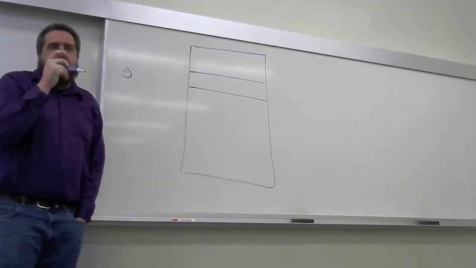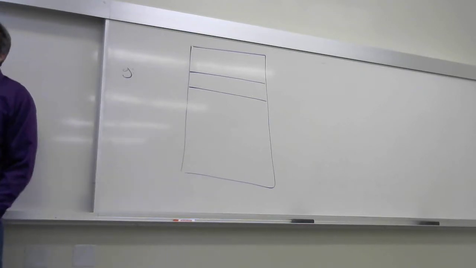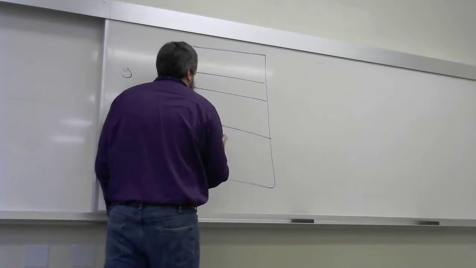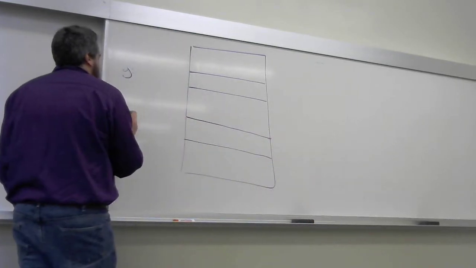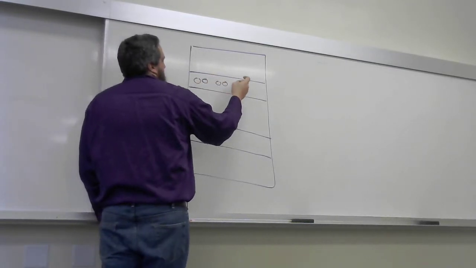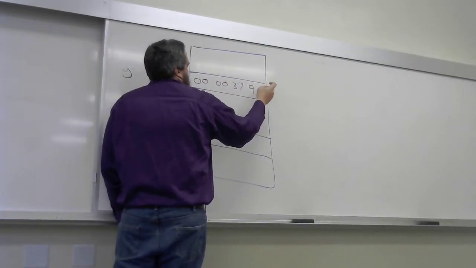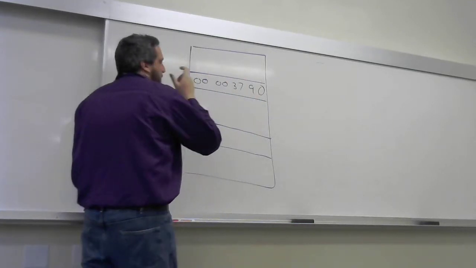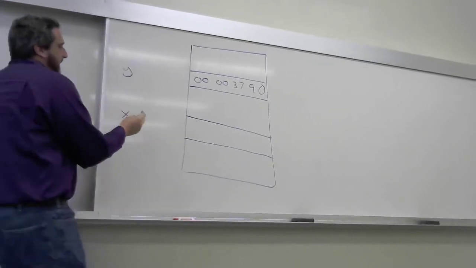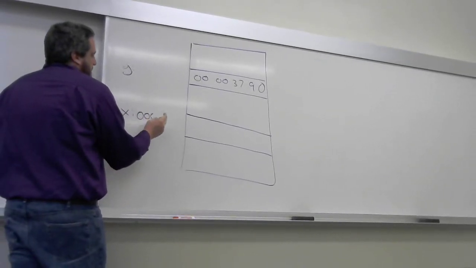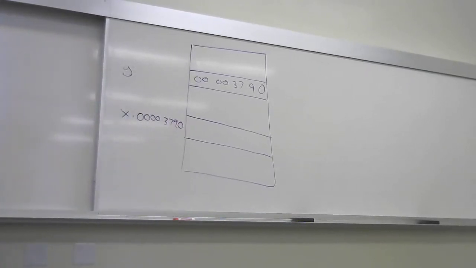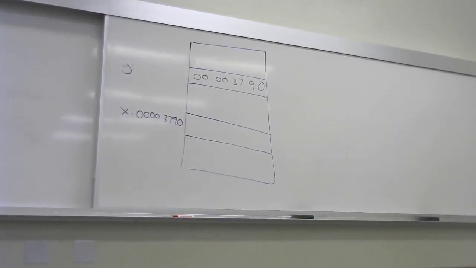The value inside of variable y will be an address. It is going to be the address of variable x. So if variable x is down here, variable y might be something like this: 0, 0, 0, 0, 3, 7, 9, 0. 3790. That means that x's address, the address on its front door, is going to be this. Do I know anything about the value of x yet? I don't. I only know where it is.